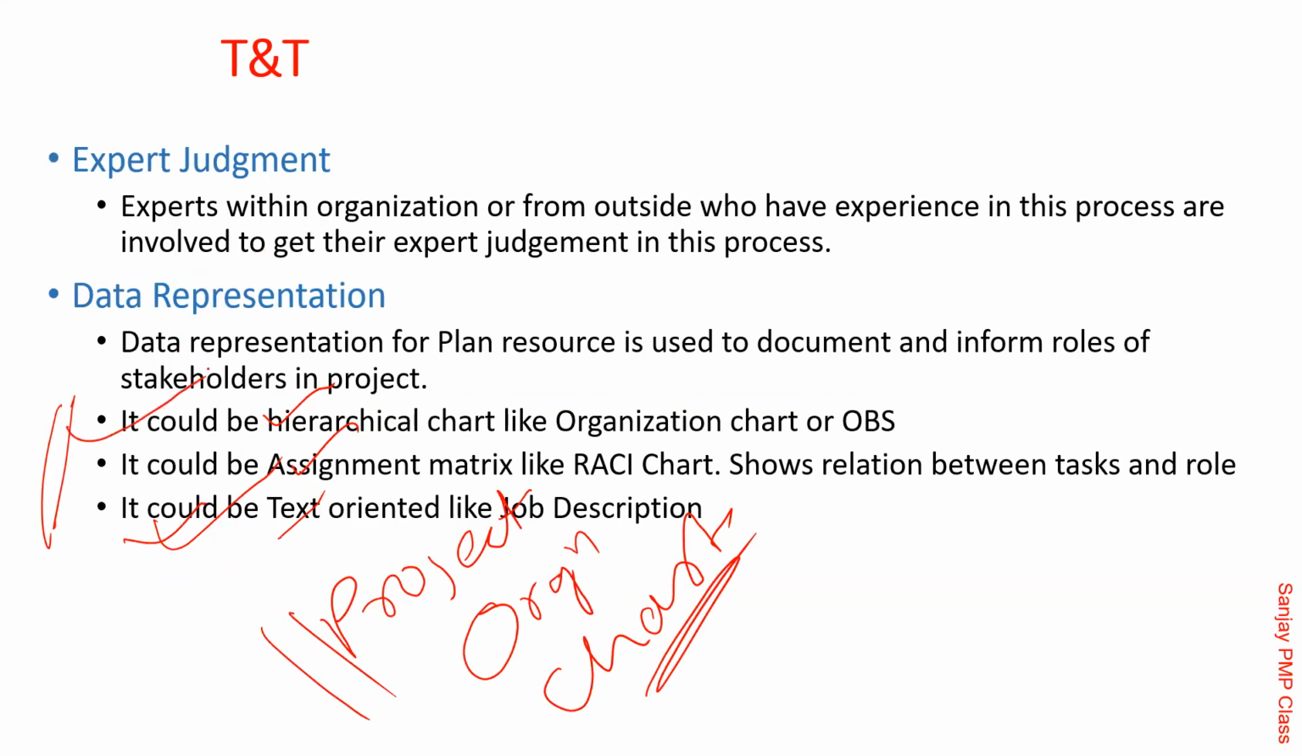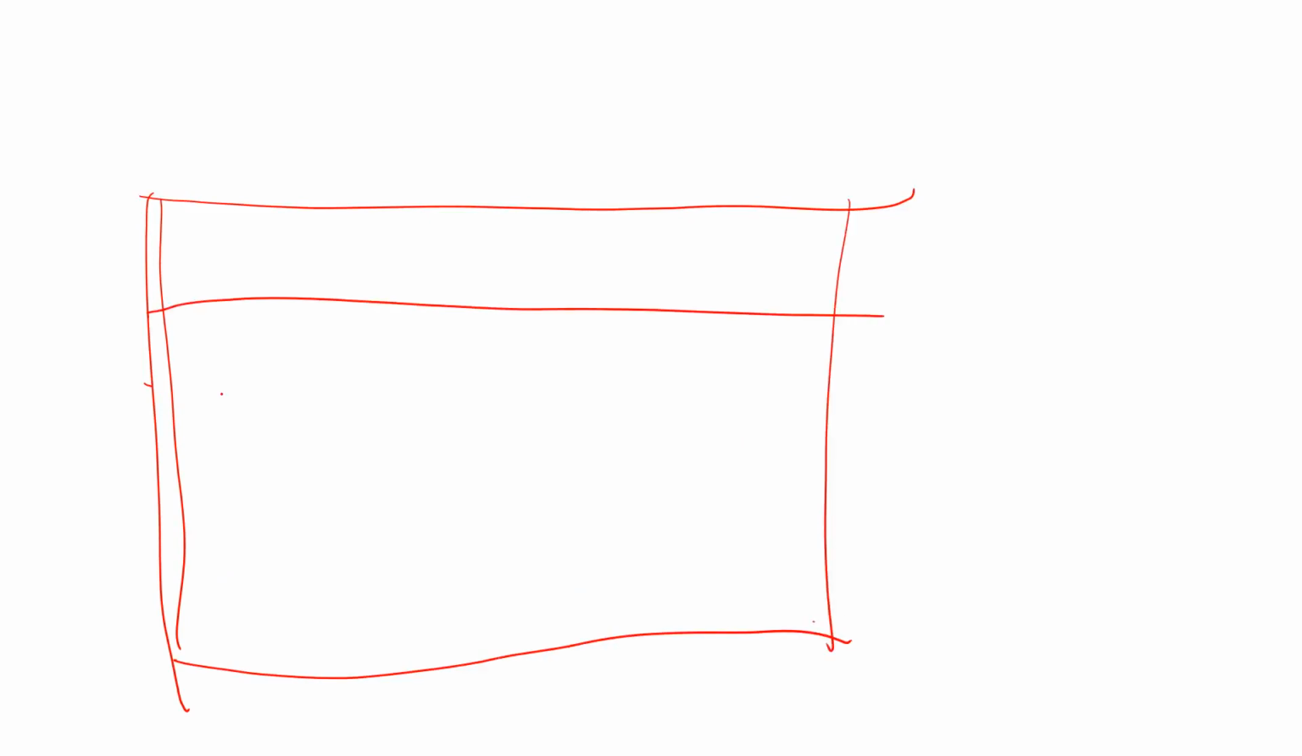The first one is hierarchical. Now the third one, the assignment matrix, is called a RACI chart. Now, a RACI chart is an example; you might have multiple. For example, let's say there is a project, and in that project there are multiple tasks. I'm just keeping it simple.